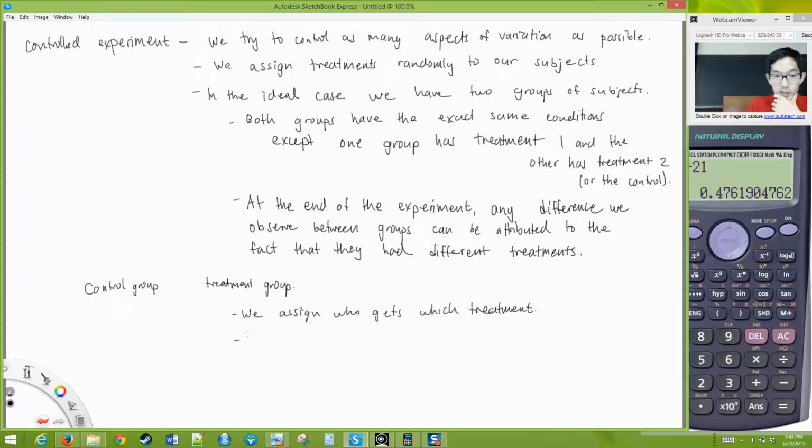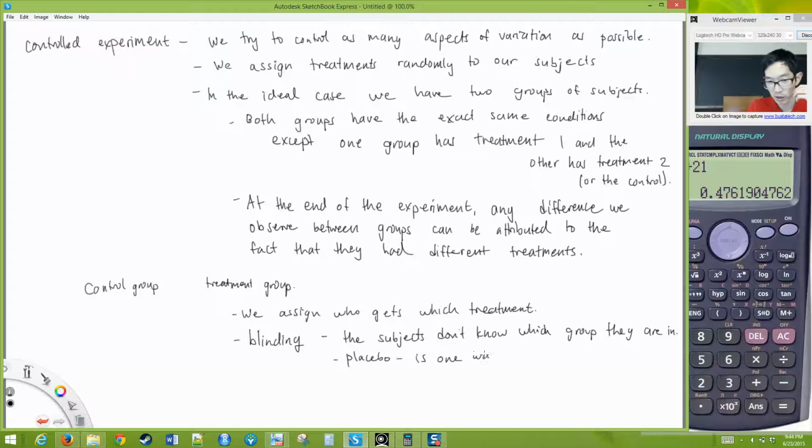So I'll write that down. Blinding: the subjects don't know which group they are in. Placebo is one way to blind. And in double blind, the people making evaluations also don't know which treatment is used.